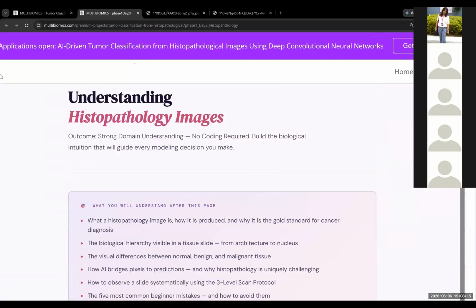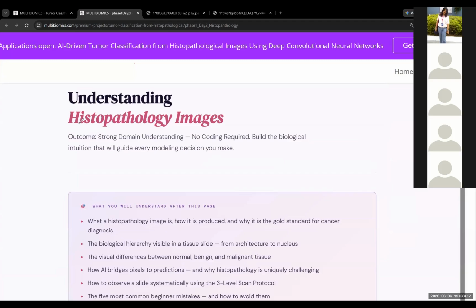So let us first break down what this word histo and then pathology means. Histo means tissues, so study of tissues, and pathology is when you study diseases. So histopathology is the study of diseases by observing tissues under a microscope.